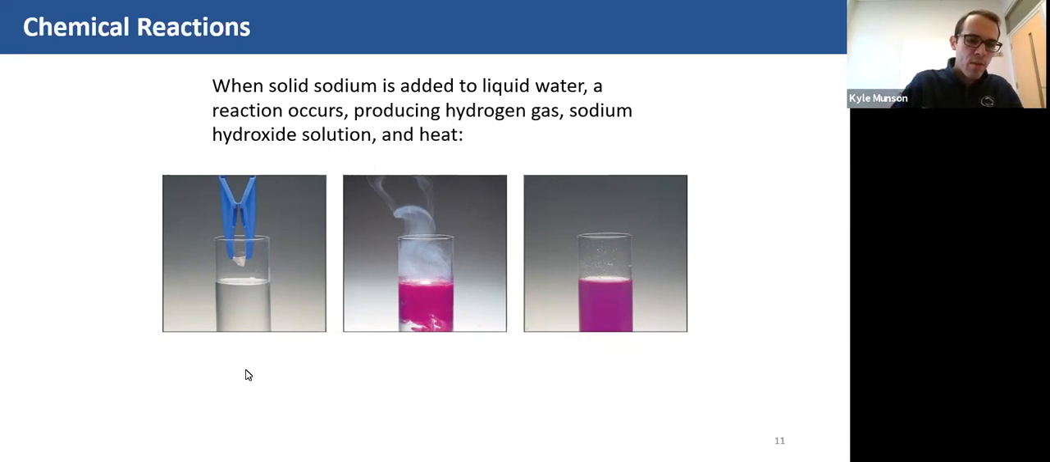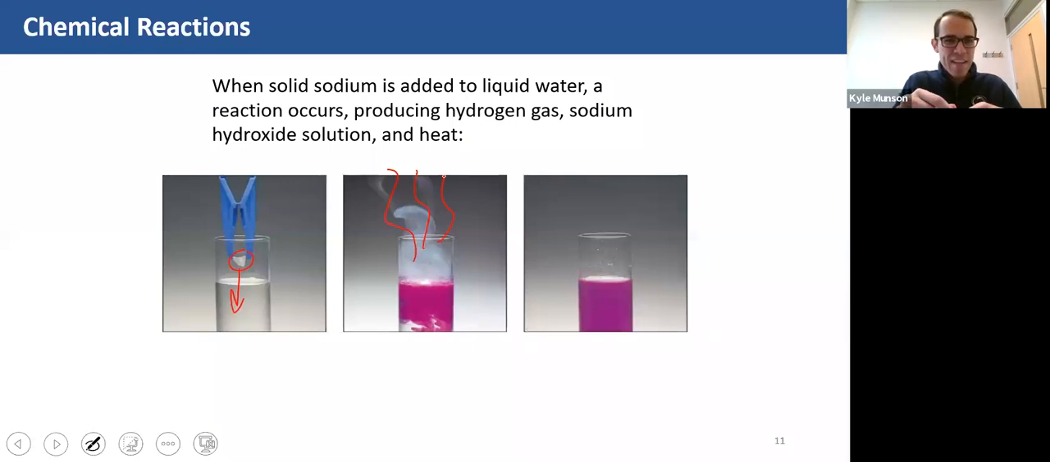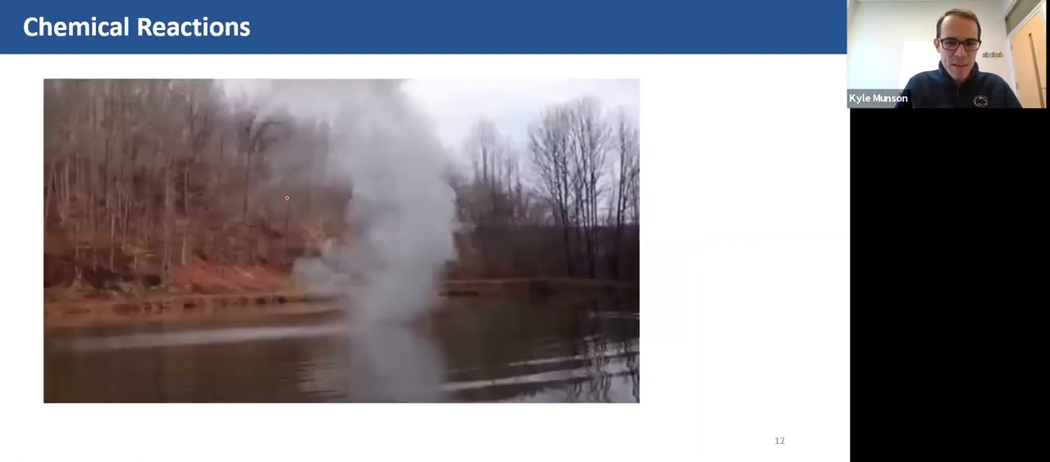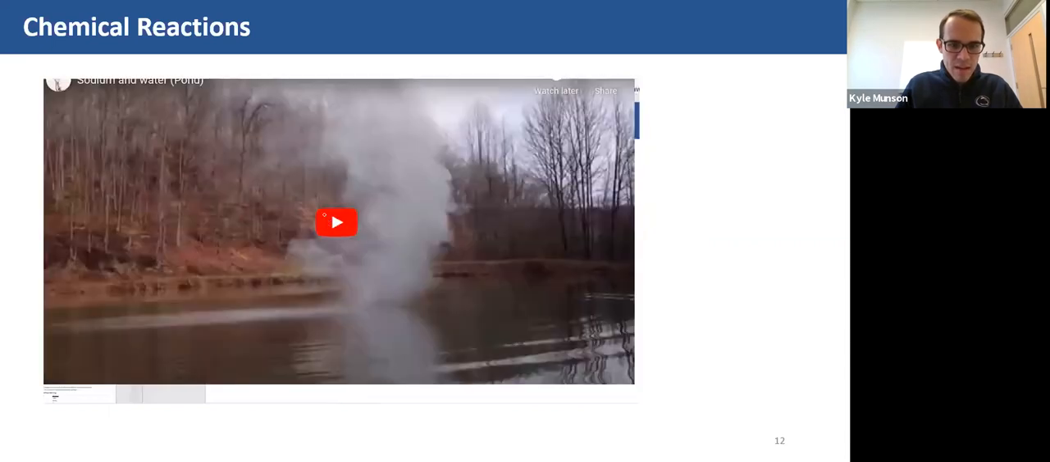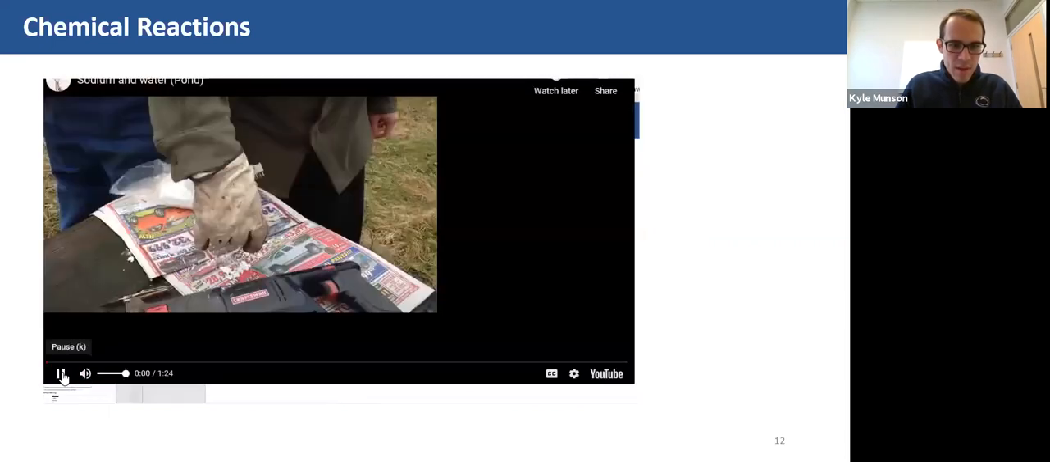There's a little bit of sodium in this picture. It's being added to water. And this is kind of the hydrogen gas coming off, and it produces heat. And this is actually a very violent reaction. And so I thought I'd show a video on the next slide of it because this picture kind of doesn't do it justice. So let's see if this video will play. Give me a second here. There you go. Let me skip ahead.